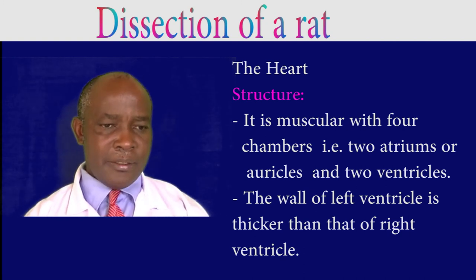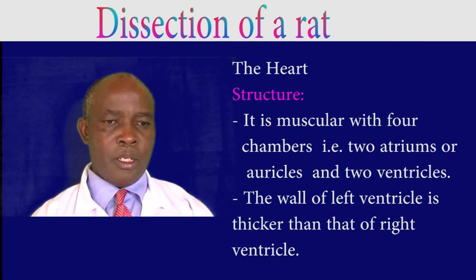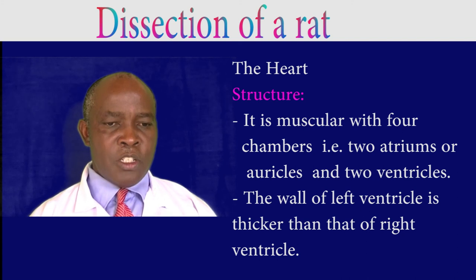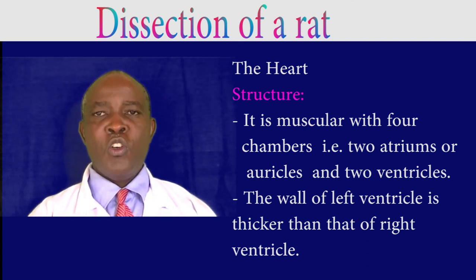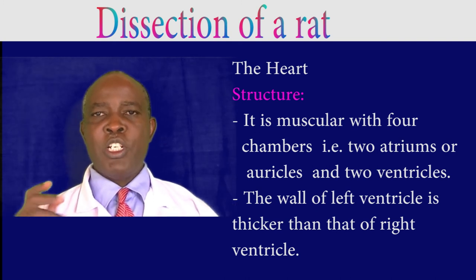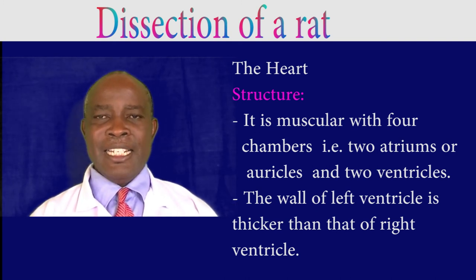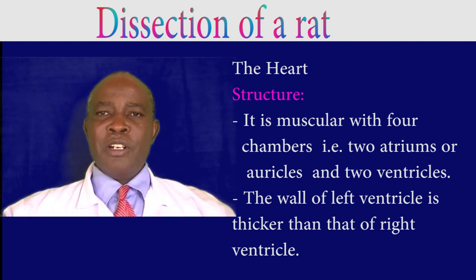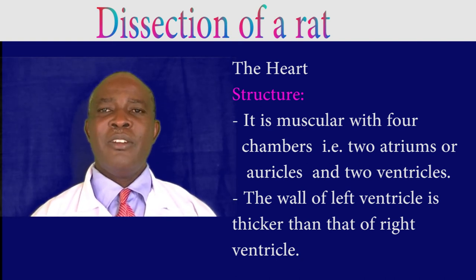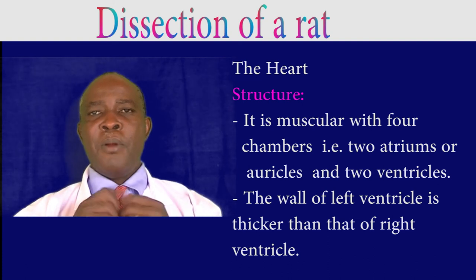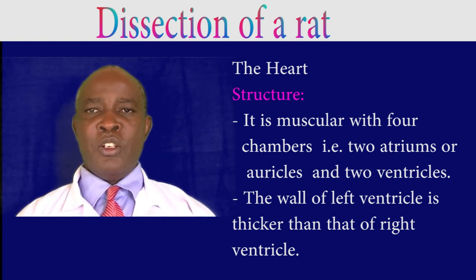Structure of the heart. The walls of the left ventricle are thicker than the right ventricle because the left ventricle pushes blood a longer distance throughout the body, whereas the right ventricle pushes blood a shorter distance to the lungs.